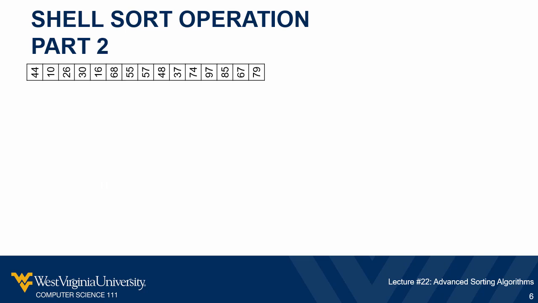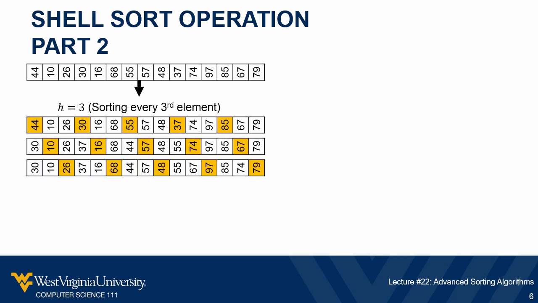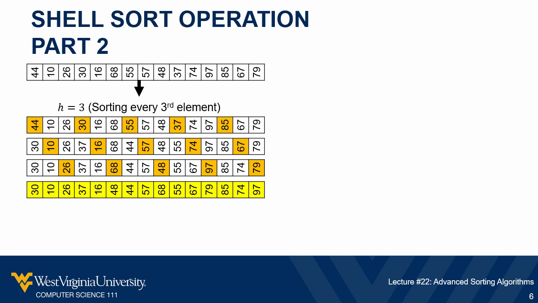Let's work this example through until it's fully sorted. So here we have the output of where we sorted with H equals 5. Essentially we have 5 sorted sets inside of this array. We'll do a pass with a smaller size of H. We'll do H equals 3 here, so we're going to sort every third element. So now in yellow, we have 3 groups that are sorted.